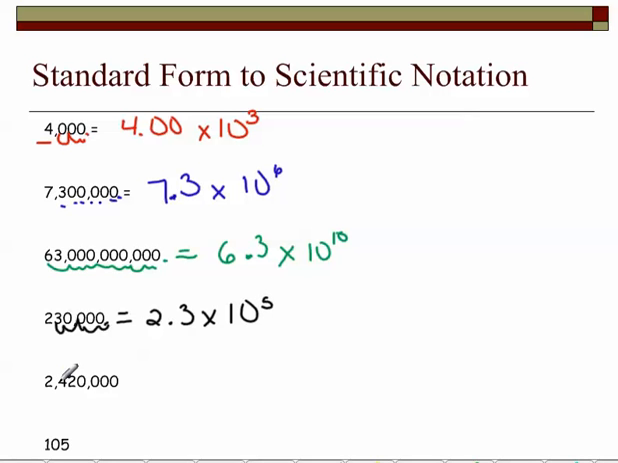All right, a couple more here. We have 2,420,000. And again, we'll always start with that series of non-zero digits. So we're going to have 2, 4, 2. And the decimal is going to go right here because we need a number between 1 and 10. Now, in order to get from 2 and 42/100 back to our original 2,420,000, we have to multiply by 10, 1, 2, 3, 4, 5, 6 times. So that means 10 to the 6th power.